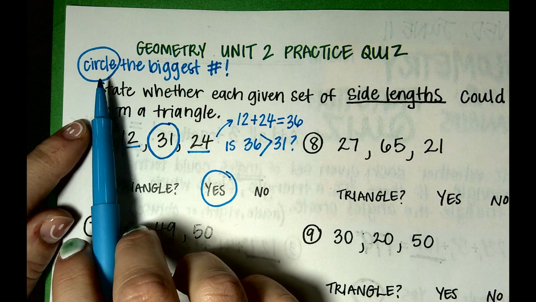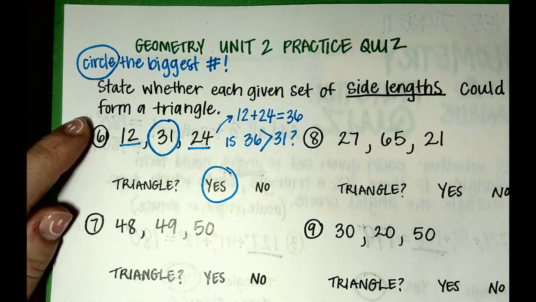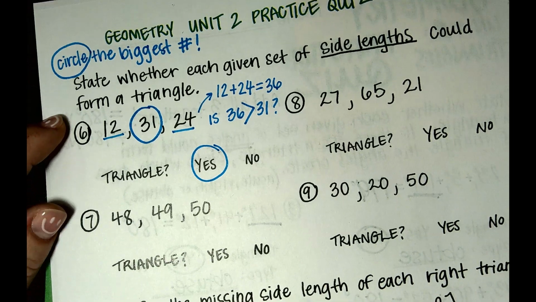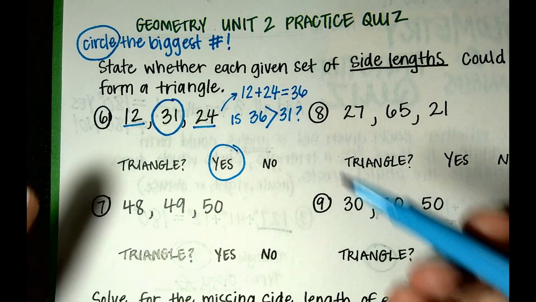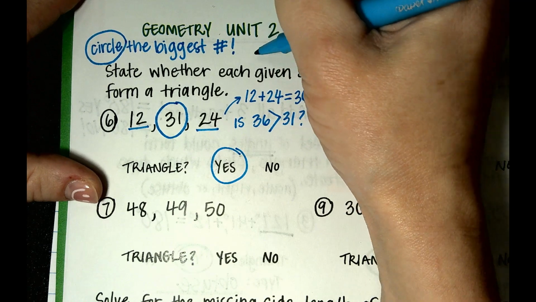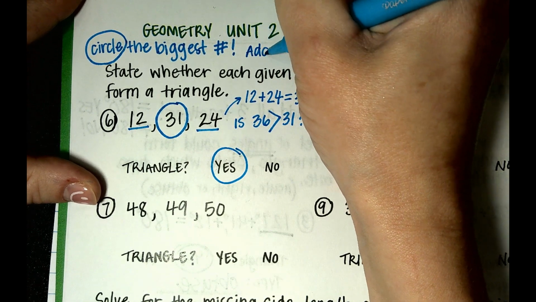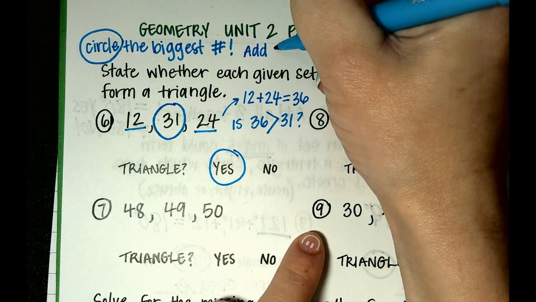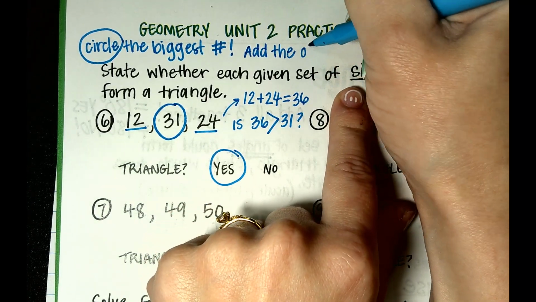Instead of us adding them all together, we have to all change our answers, but it's all right. We got it now, I think. So we're going to circle the biggest number, and then we are going to add the other two numbers.